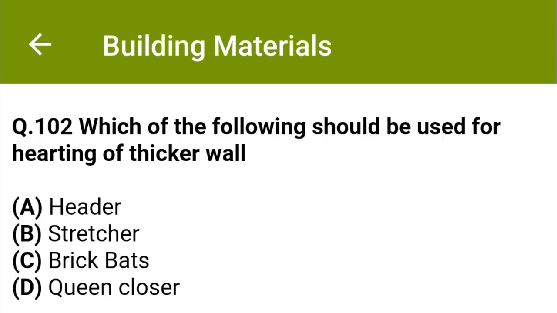Which of the following should be used for hearting of thicker wall? Option A header, option B stretcher, option C brick bats, option D queen closer. The correct answer is option A, header.